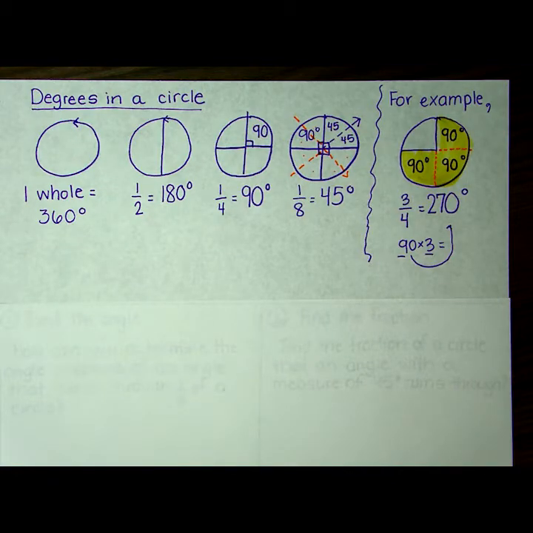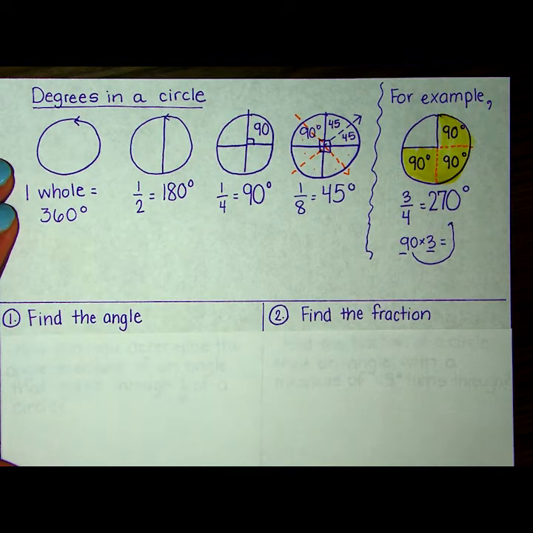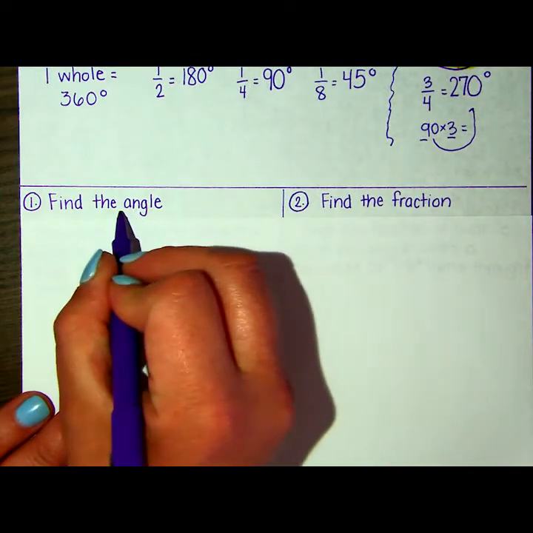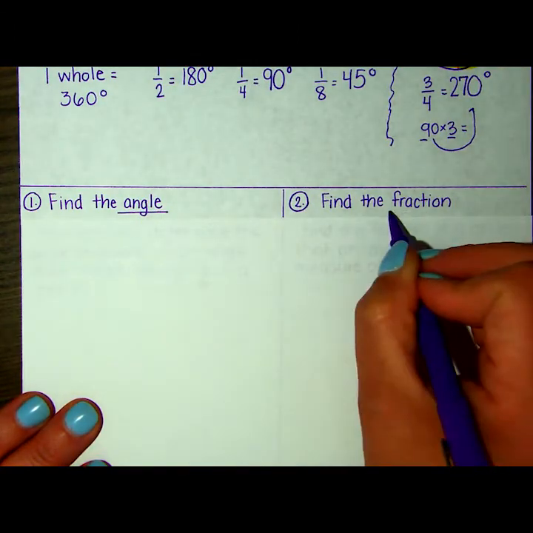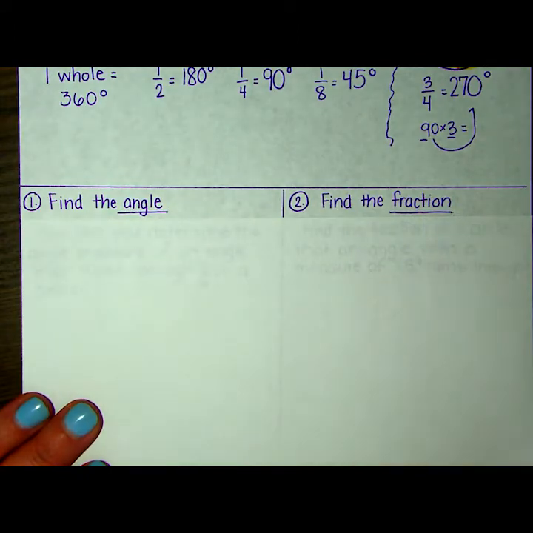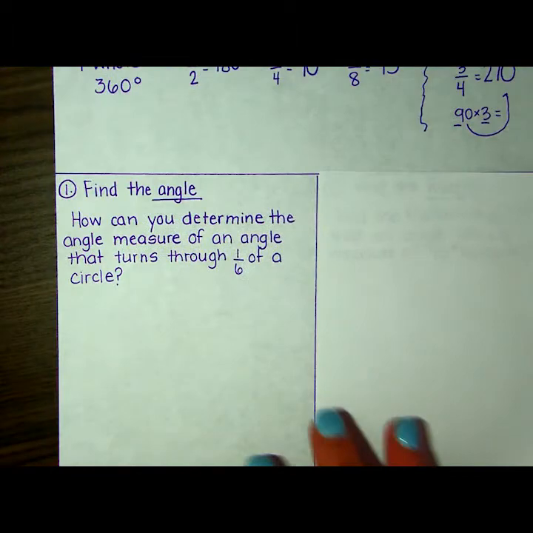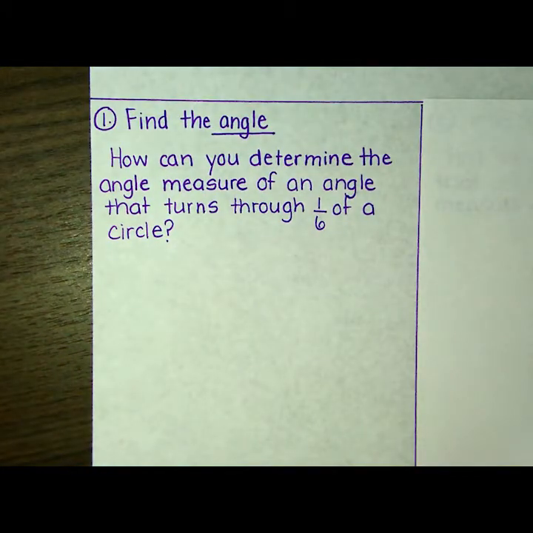So that's just some quick background knowledge that you need to know. But now we're going to move into some sample problems. In fourth grade, you have to be able to do two things with this information. You first have to find an angle measurement, or solve for the angle. You also have to solve for the fraction. So we're going to begin first by solving for the angle. I'm going to zoom in on this sample problem, and I want you to read that to yourself.